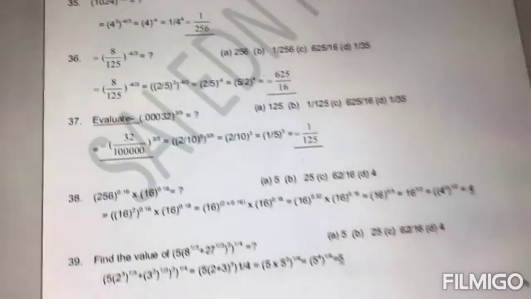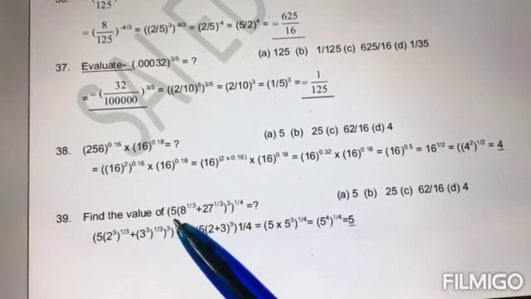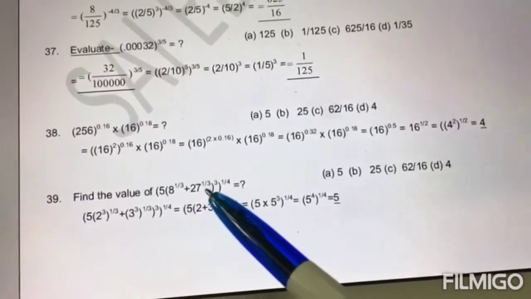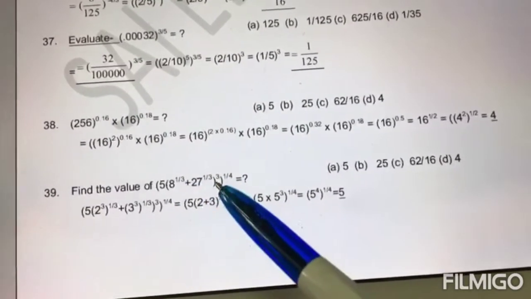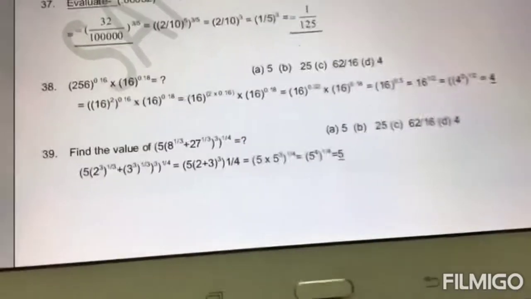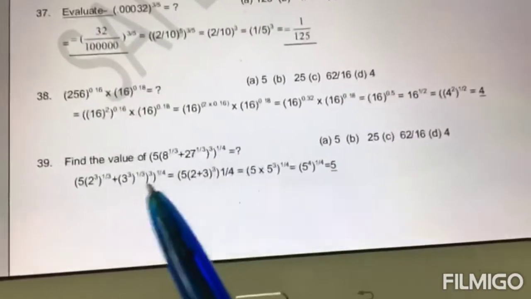Where are we? This is number 39. So 5 into brackets 8 raised to 1 by 3 plus 27 raised to 1 by 3, the whole cube, and the whole thing raised to 1 by 4. It looks difficult, huh? It's not. Very simple. Think clearly.